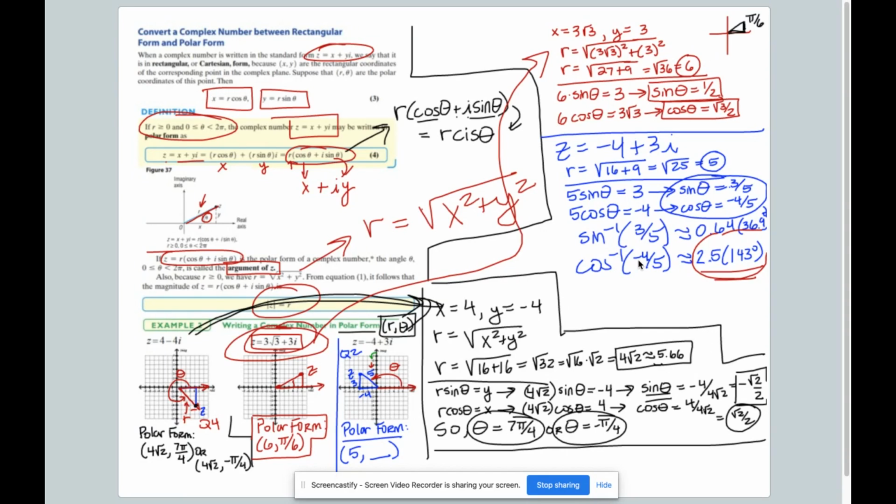So the polar form would have to be 5 and 2.5. That's in radians. Or you could also do 5 and approximately, these are approximate angles, 143 degrees. Either one of those two would work out well. Okay, so that's how you would graph a single complex number based on rectangular form and then going to polar form.